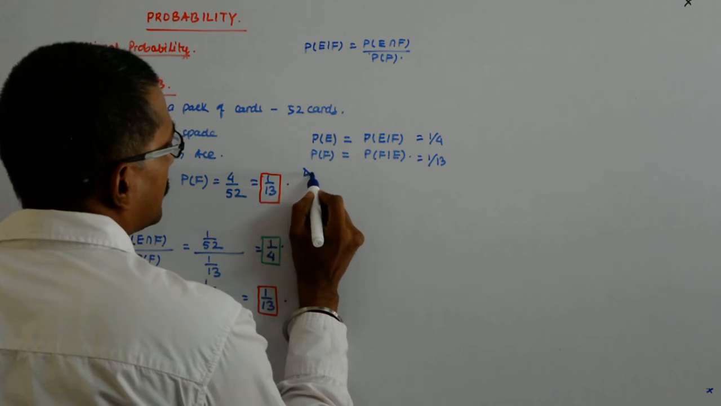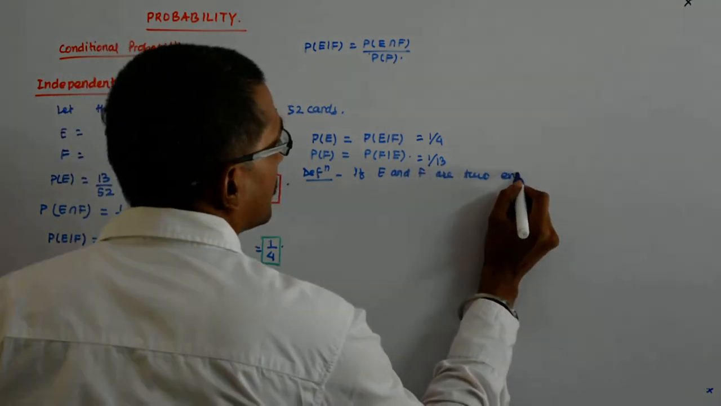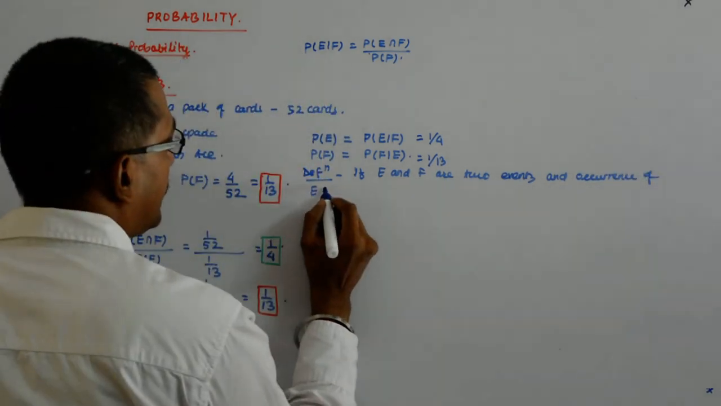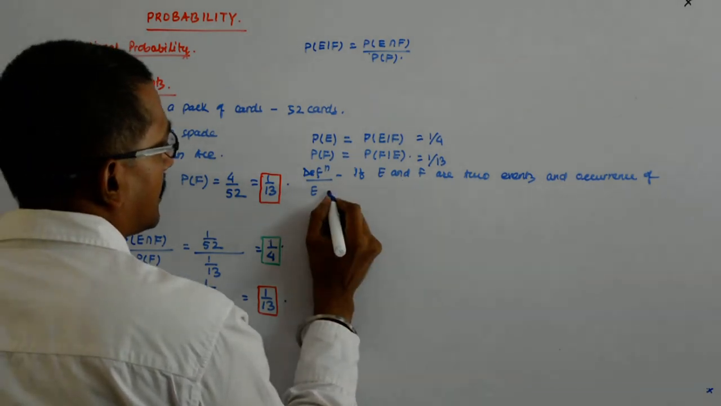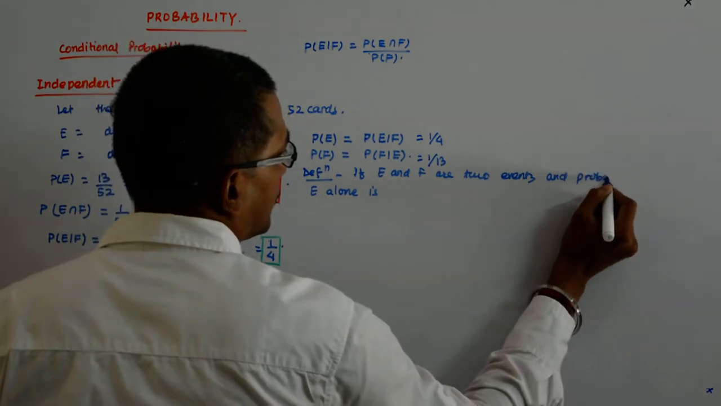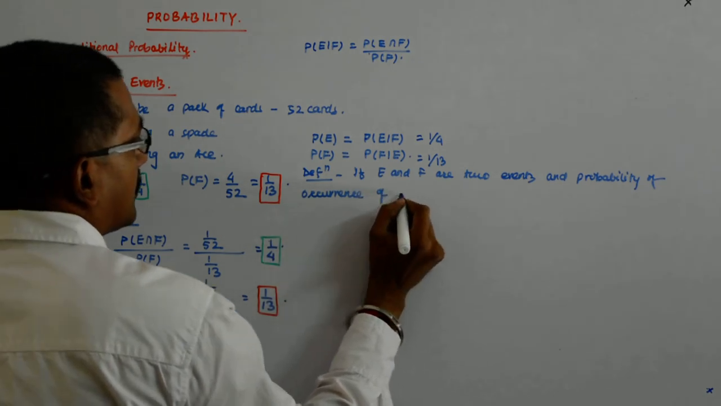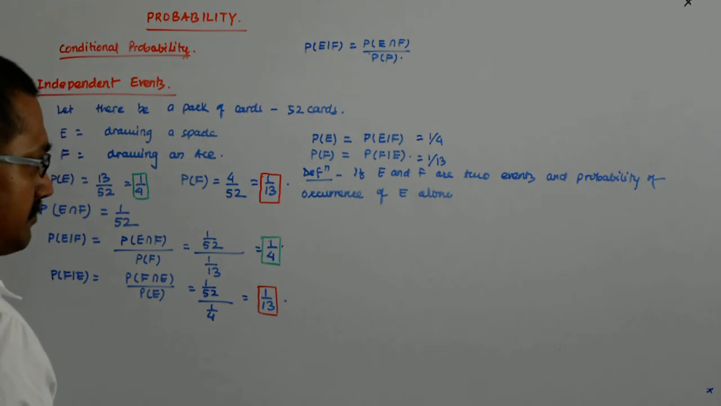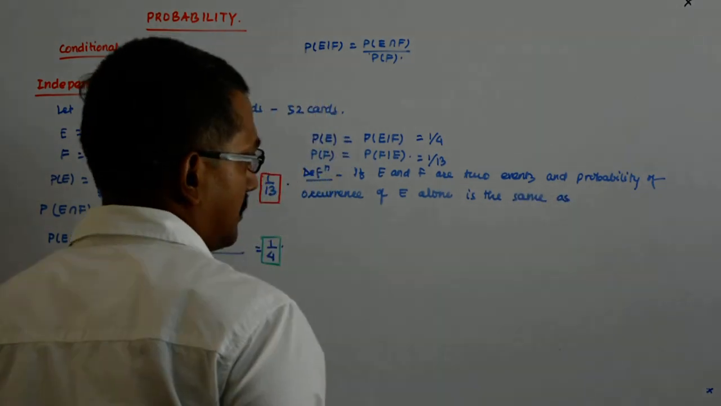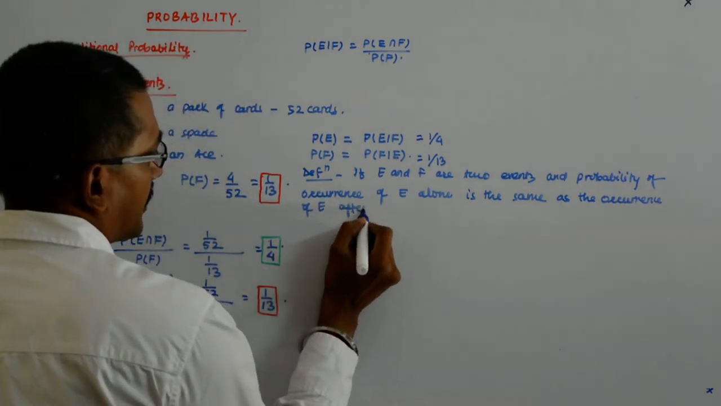But I'd like to define it like this: if E and F are two events, and the probability of occurrence of E independently, E alone, is the same as the occurrence of E after the occurrence of F.